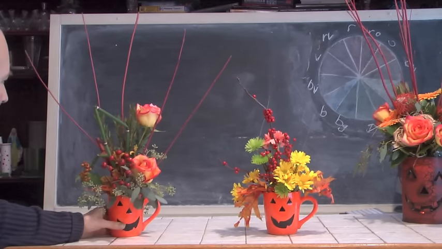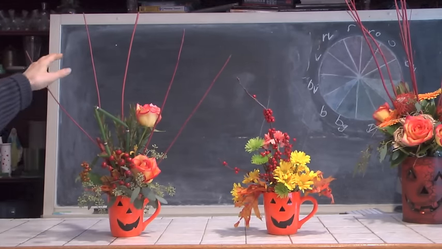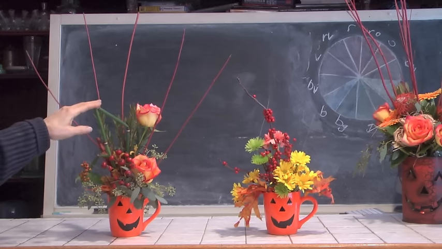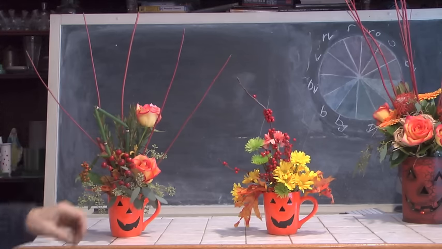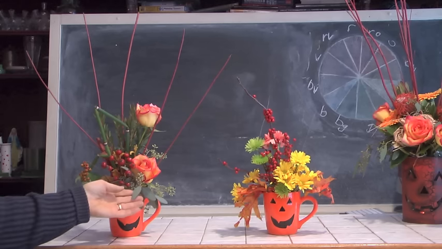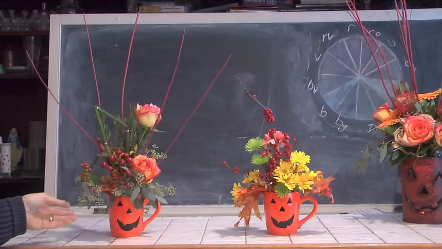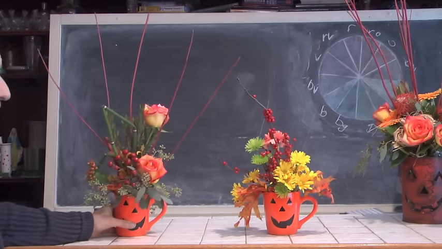In the one on the left, we have some dogwood. Here's the dogwood. We've got some horsetails, equisetum. We've got some rose hips, more berries, some roses, and some of our flat leaf seeded eucalyptus that's mixed together. You can come up with all kinds of cool things using these particular motifs.